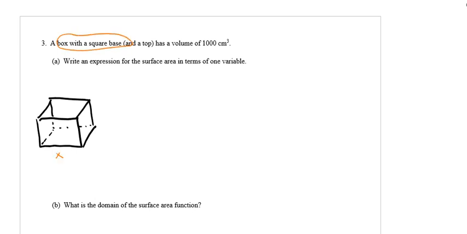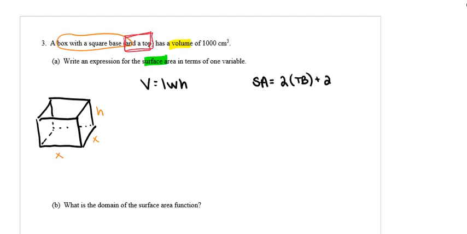I'm going to label x and x, it's square, so they both have to have the same measure, h for the height. We're talking again volume and surface area. So we're back to those same formulas. We do have a top this time, so that's going to affect our surface area a little bit. Not our volume, but our surface area. Volume is still length times width times height. Surface area is going to be 2 of those top and bottoms, plus 2 of those rectangles that make up the left and right, plus 2 of those rectangles that make up the front and back.